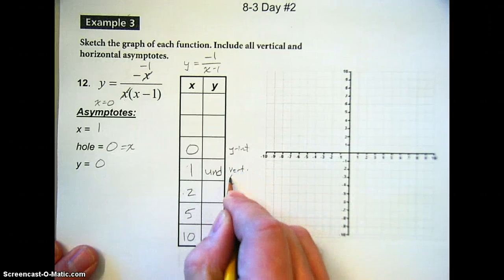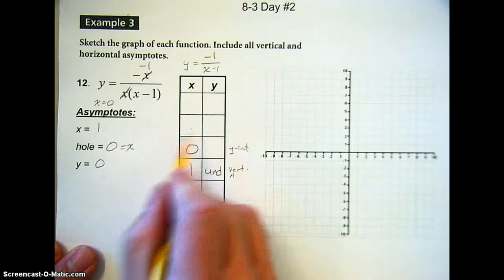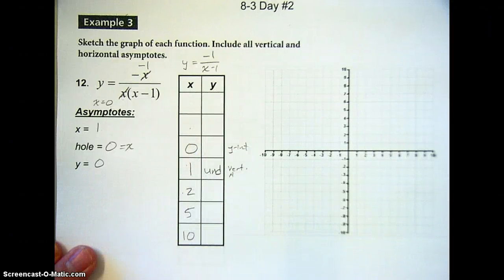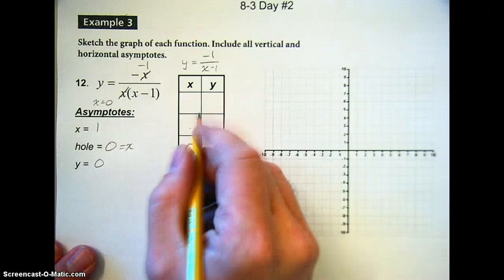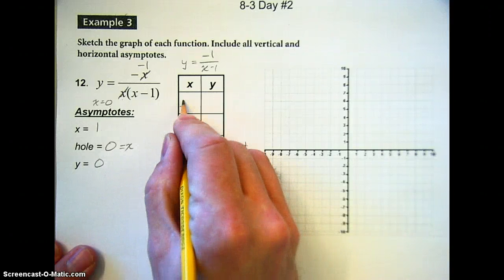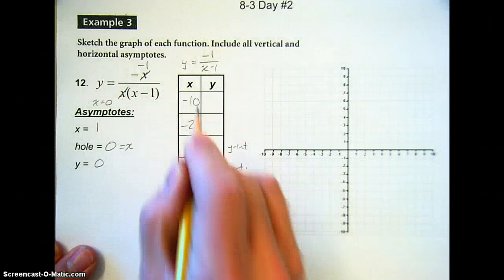Okay, what's this? Anyone pick it? Negative 2. How about here? Negative 10. All right, there we go. Get our table filled out.